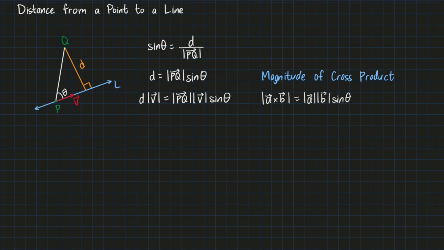So now we notice that this is in the format of the magnitude of the cross product equation. We have the product of the magnitude of two vectors times the sine of theta. So we can rewrite the magnitude of PQ times the magnitude of V times the sine of theta into the magnitude of the cross product of PQ and vector V. Now if we want to isolate for the distance D, we have D equals the magnitude of PQ cross V over the magnitude of V. And this is the equation of the distance from a point to a line.